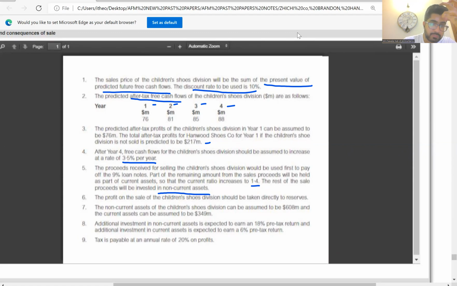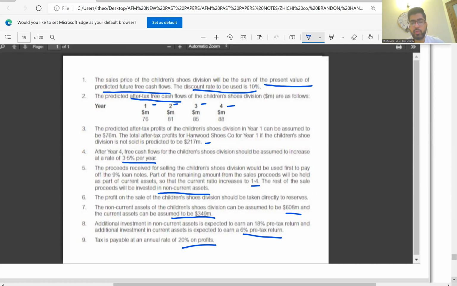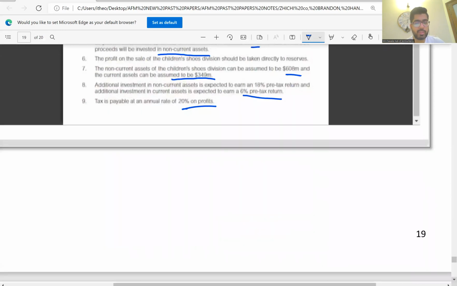The profit from the sale of the children's shoes division should be taken directly to reserves. The non-current assets of the children's shoes division can be assumed to be 608 million and the current assets can be assumed to be 349 million. Additional investment in non-current assets is expected to earn 18% pre-tax return and additional investment in current assets is expected to earn a 6% pre-tax return. Tax is payable at 20%. We'll look at this data again once we are solving the requirement.